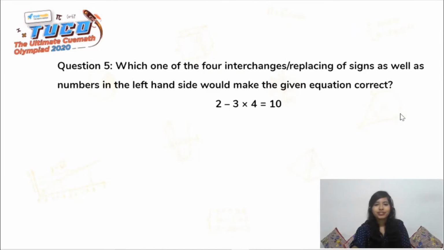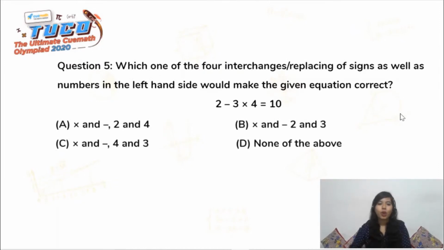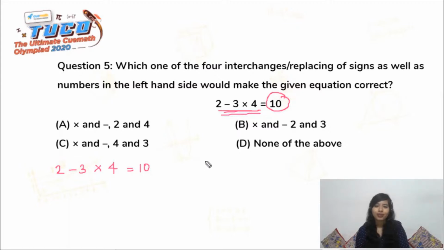Here goes our next question, question number 5, and here are the options. Let's see this. Which of the 4 interchanges or replacing of signs as well as numbers in the left hand side would make the given equation correct? Now the question is, what is meant by the statement? Let me just take the expression down: 2 minus 3 times 4 is equal to 10. It means that for every option, the symbols and the numbers given to you are interchanged in the expression and checked to see if you still get the result to be 10 or not.